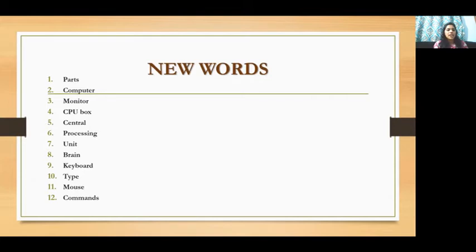Okay, these are some new words. We have already studied 8 new words last class: parts, computer, monitor, CPU box, central processing unit, brain. These 8 words ma'am has already given. Did you study? Yes, very good. So you have to study these new words.